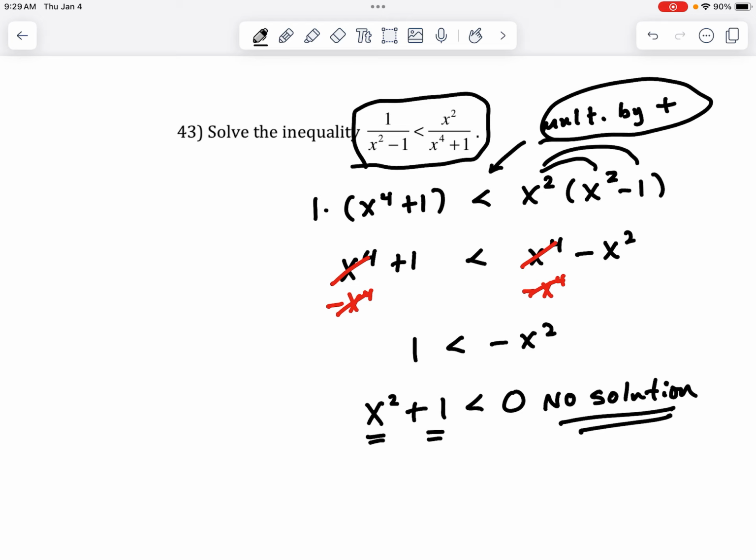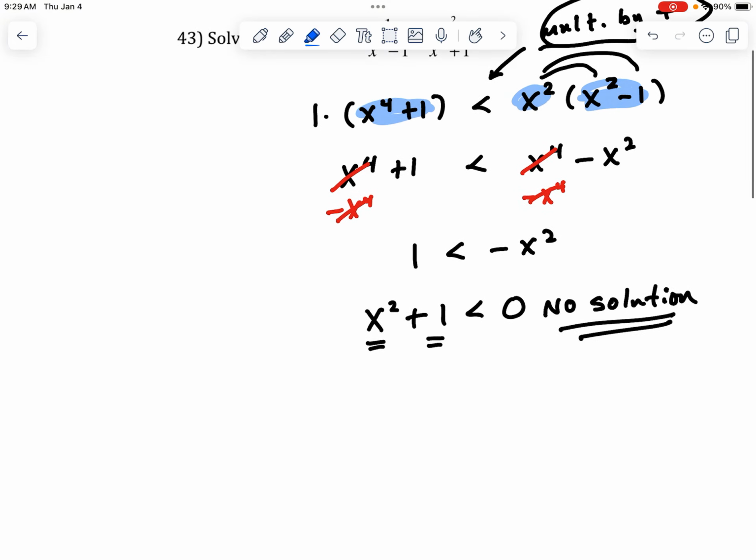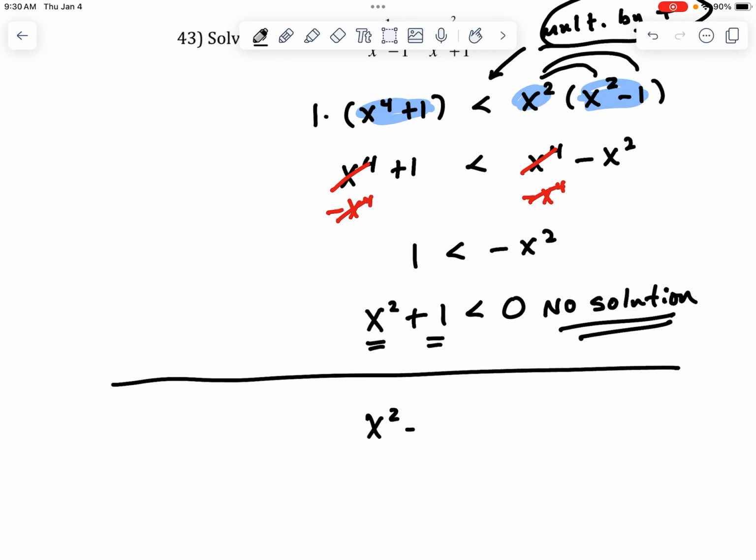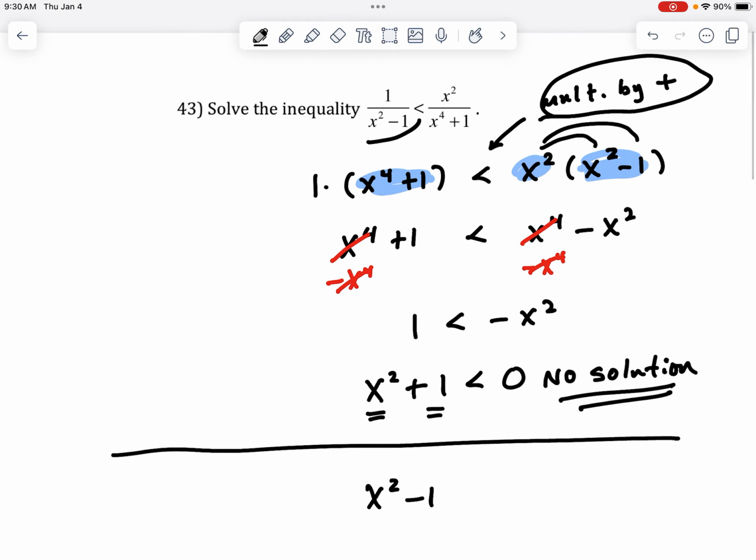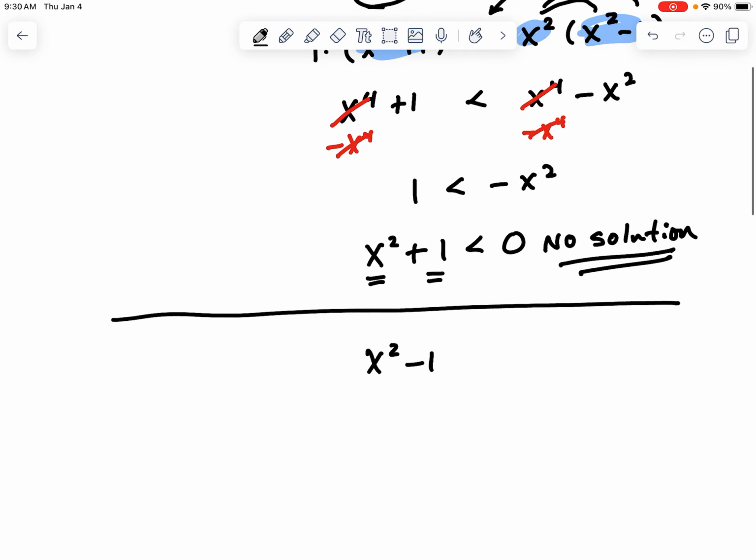I then have to say, what about if it was negative? Well, basically I don't have to redo the whole thing, because I know that this is positive. I know that this is positive. The only thing that could be negative is the x squared minus 1. So I don't have to redo the whole thing. I can just say, the second case is, when is x squared minus 1, just going back to that right there, the only thing that could make it negative, when is that less than 0?